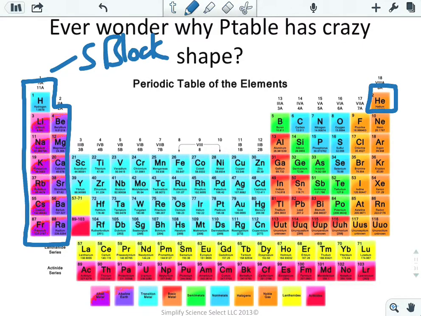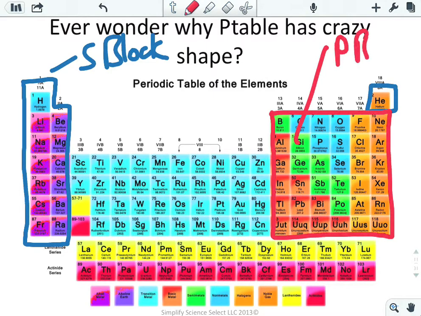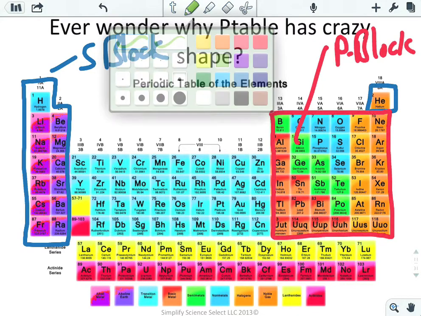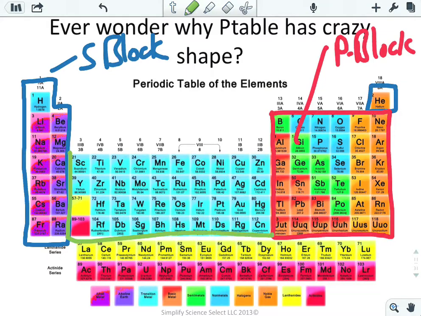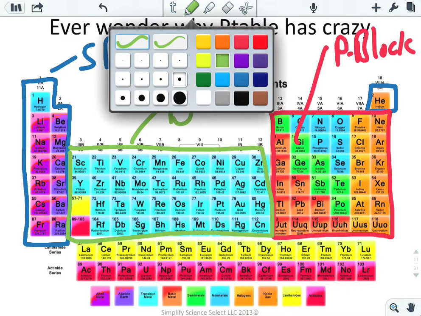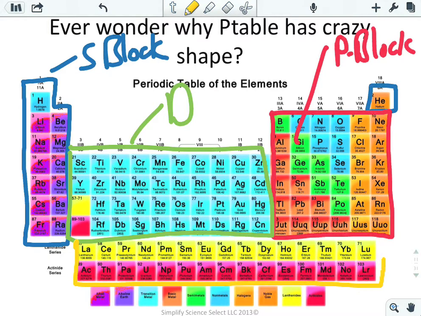Okay, now the next orbital that we have is the p block. That's group 13 through 18. That's going to be our p block, and it sits right there. Okay, the d block, or the d orbital, is going to be in the middle right here. That's d. And then we see our lanthanide actinide series, these guys down here, that is going to be our f block, which is down on the bottom.